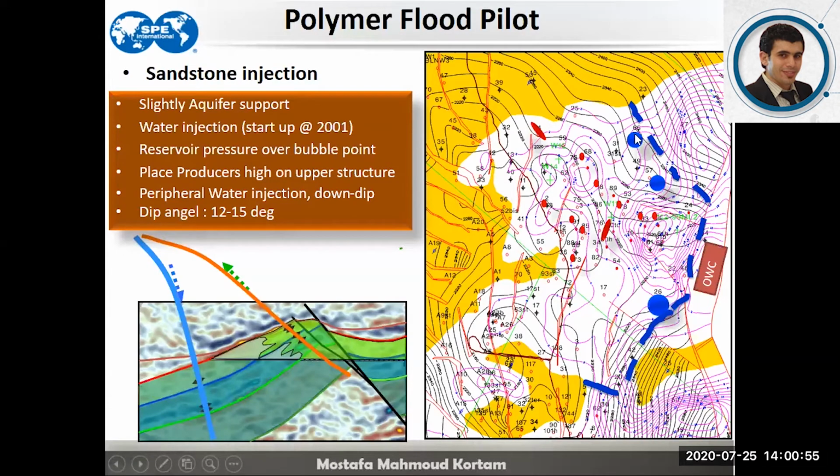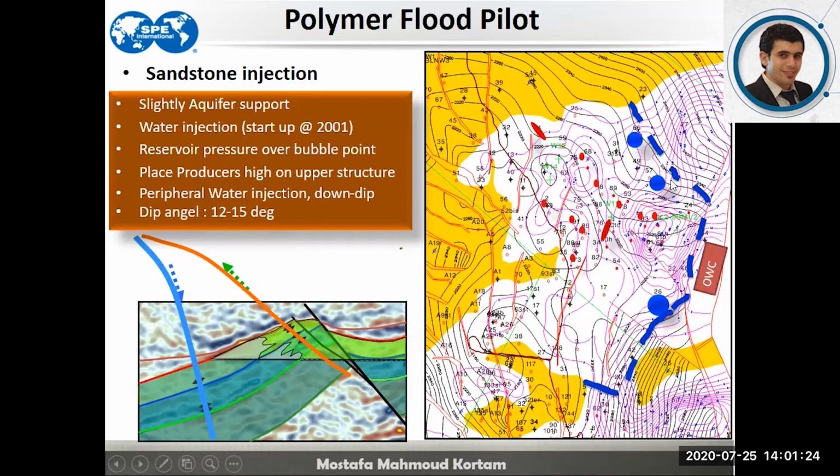There is a water injection that started in 2001. It's a peripheral water injection. The pressure is maintained above the bubble point pressure. The strategy is to place the producer wells on the upper structure in the oil bank and place the injector wells on the down structure at the oil-water contact. So simply, it's a typical example of peripheral water injection on an edge water.